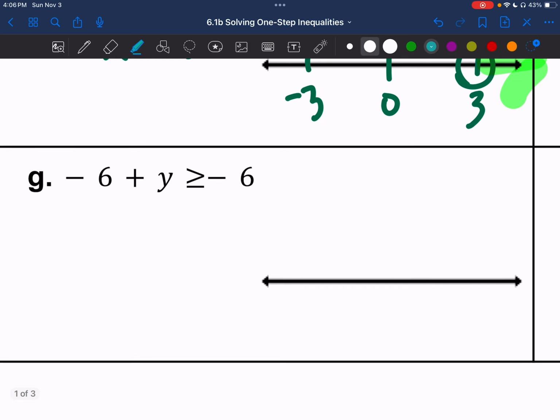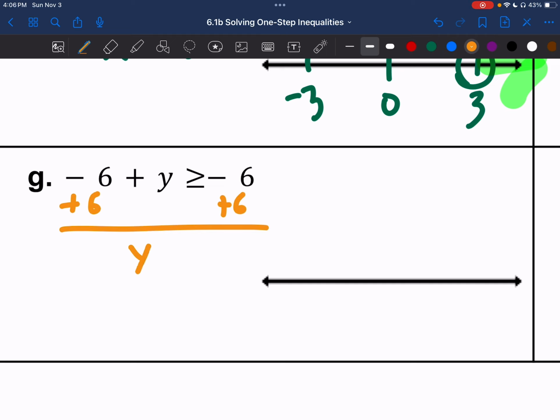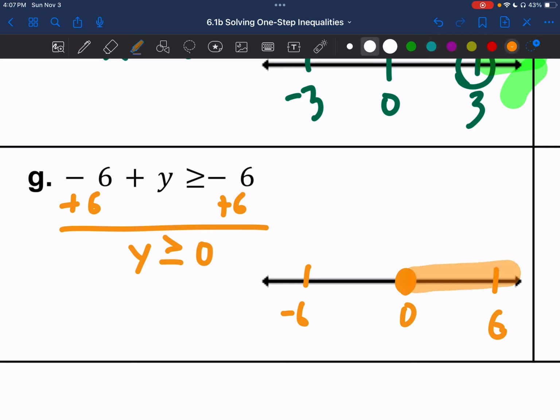All right, letter G. We start off, we have negative 6 plus y, so the opposite of a minus 6 is plus 6. We're going to get y is greater than or equal to 0. Negative 6 plus 6 is 0. So we have points at negative 6. We'll put a point at 0. We'll put a point at positive 6. Our dot is a closed dot at 0 because it's greater than or equal to. And we're going to shade to the right because of the greater than portion of that.